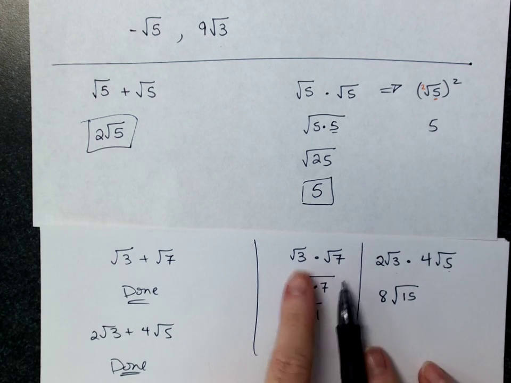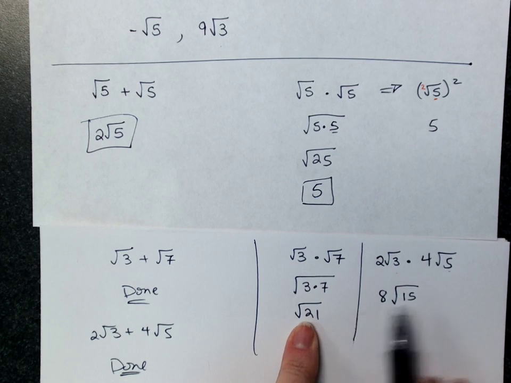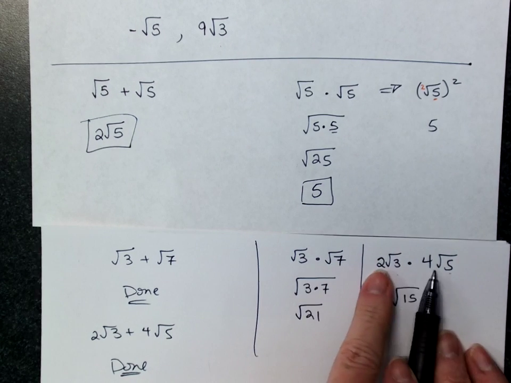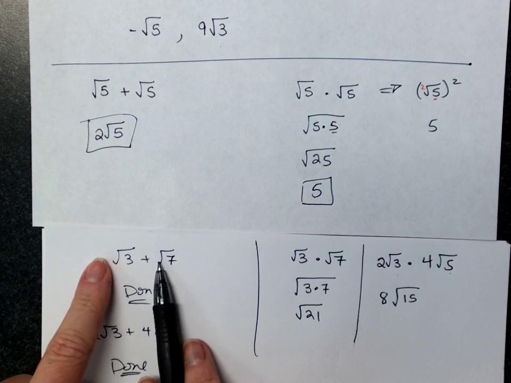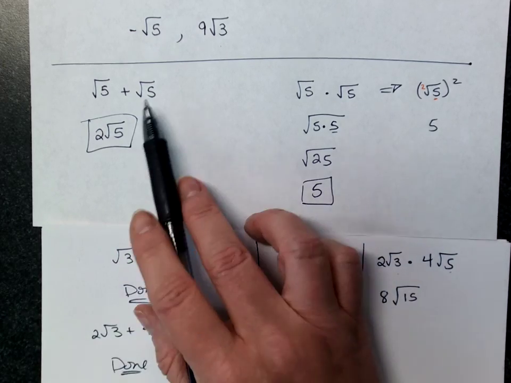But if they don't match radicands, that's fine. The product rule still combines them under one radical sign. And the coefficients in this case are multiplied, whereas here the coefficients would be added if you have like radicals, which in this case you don't. In this case you do.